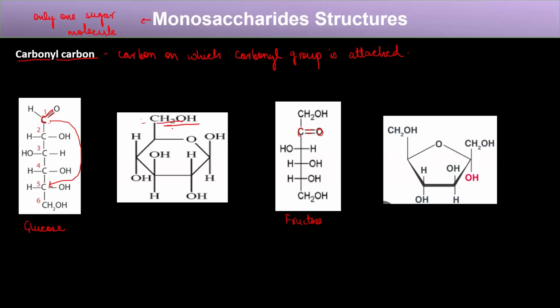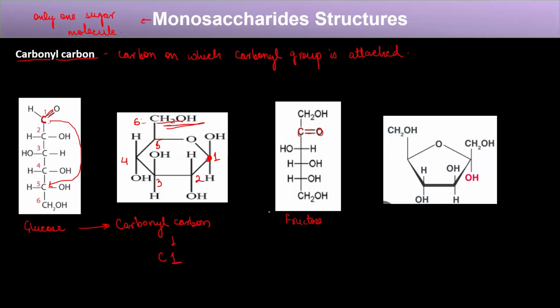This is your CH2OH. So this is the sixth carbon. This will be your fifth carbon, this will be your fourth, this will be third, second, and first. So what we are seeing is that in the case of glucose, or in the case of pyranose structures, the carbonyl carbon is here. This is your carbonyl carbon, right? So in glucose, the carbonyl carbon is carbon number 1, or I'm representing it by C1, right?